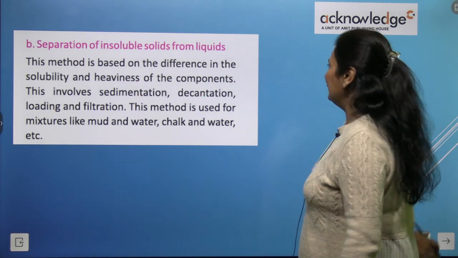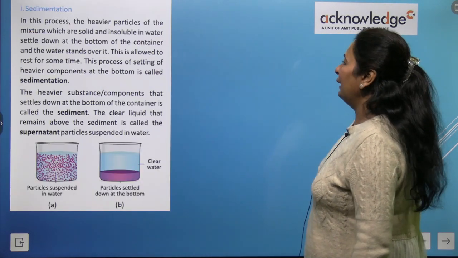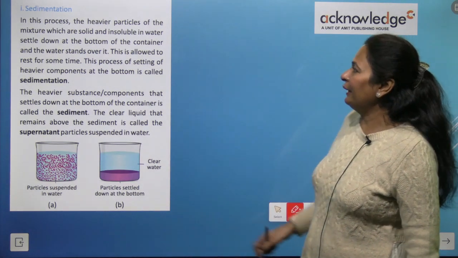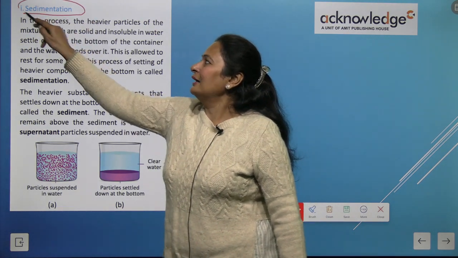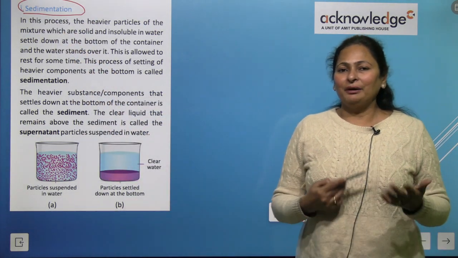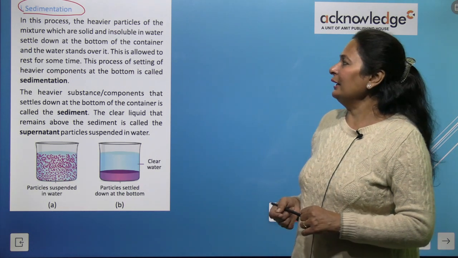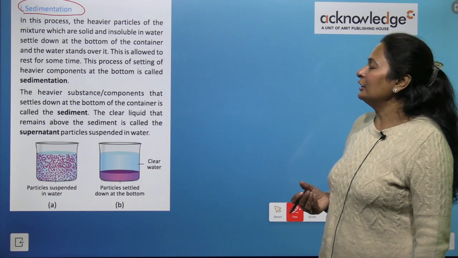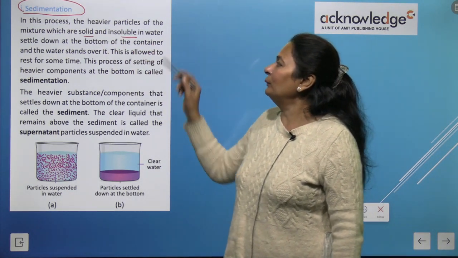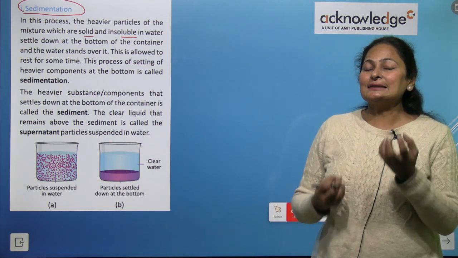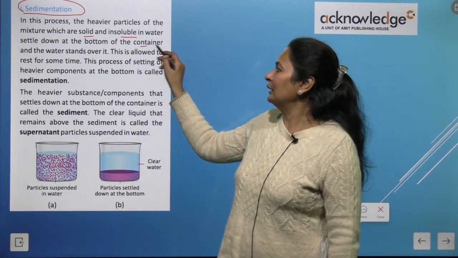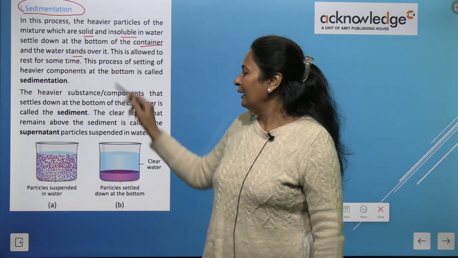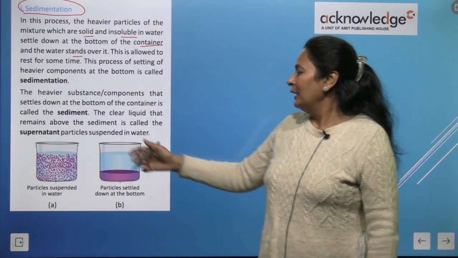Let's see how we apply these methods for separating insoluble solids from liquids. First is sedimentation. You all must have heard about sedimentation in the previous classes, right? In this process, the heavier particles of the substance which are solid and insoluble in water settle down at the bottom of the container and water stands over it, right? Here in this picture you can see some sediments.